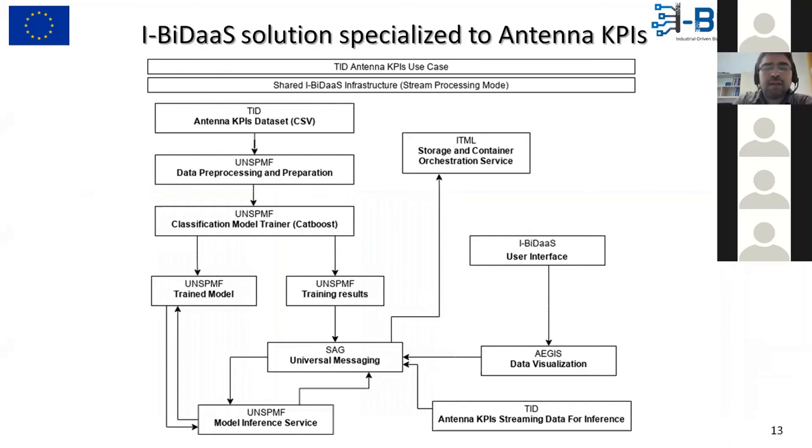This slide shows, from the integration perspective, that the I-BiDaaS solution can be specialized to the antenna KPIs use case. It's important to mention that this use case works in a stream processing mode. And as you can see, we are incorporating several technologies from I-BiDaaS. For example, the AEGIS advanced visualizations, universal messaging, the algorithms developed by University of Novi Sad, and so forth.